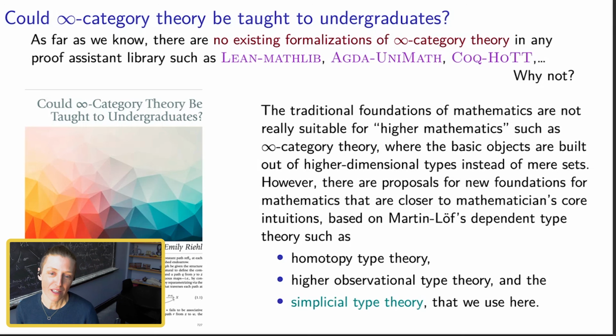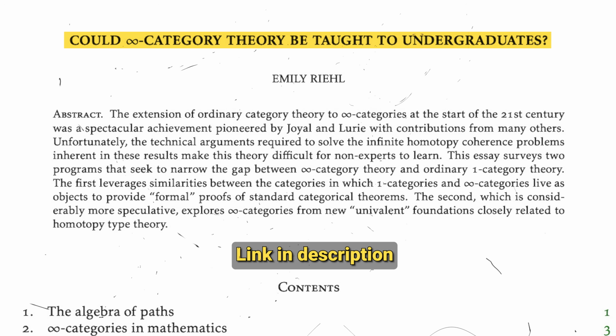From my point of view, the issue is that the traditional foundations of mathematics are just kind of too far away from infinity category theory. They're not really suitable for what's sometimes called higher mathematics or higher structures because the basic objects are not really built out of sets and functions. They're built out of more complicated homotopy types and functions that aren't so much well-defined, but maybe well-defined up to a contractible space of choices. And I explained some of these ideas in an expository article that has a similar title to the title of this talk.